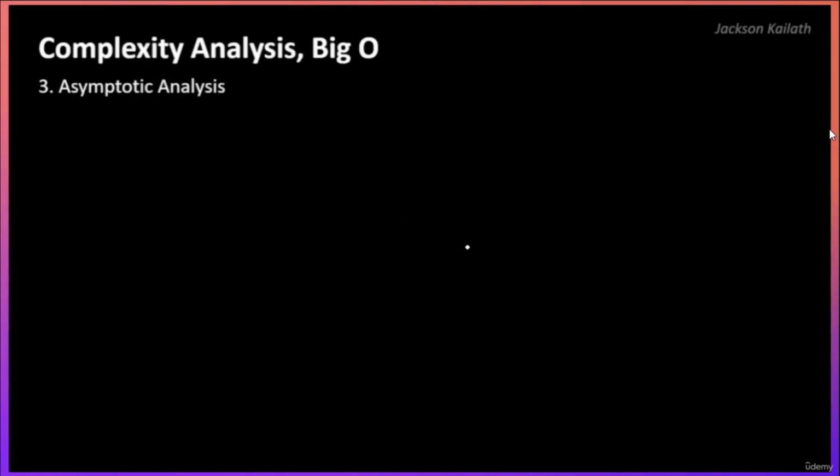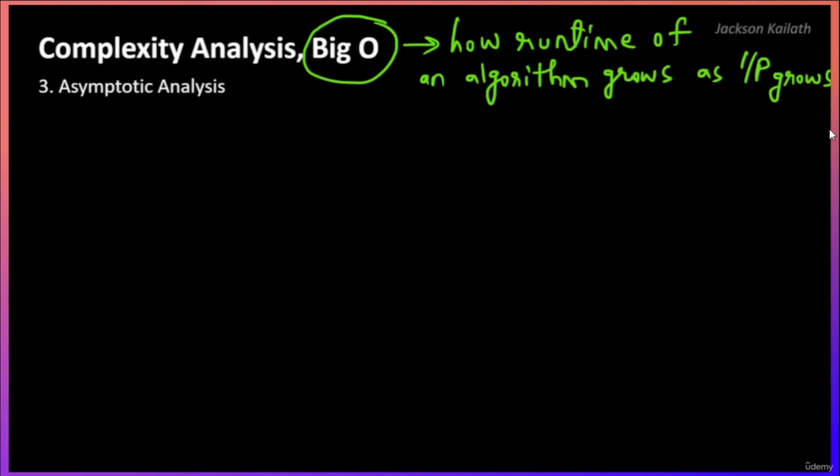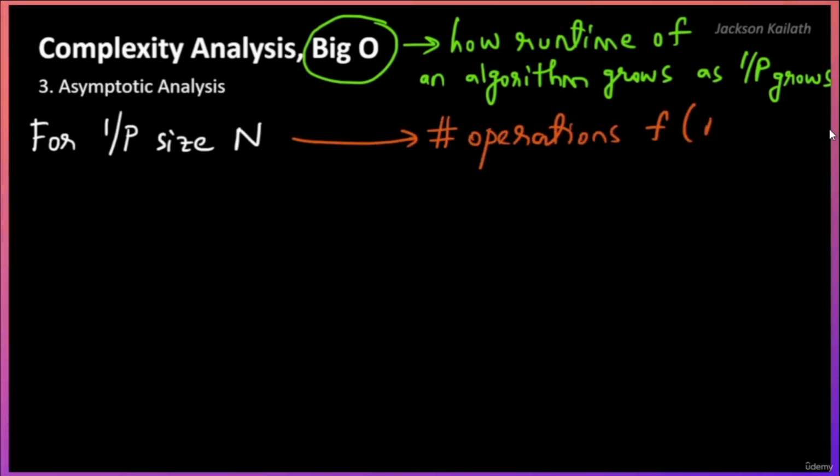We have seen that time complexity is expressed using the big O notation, and time complexity is nothing but how the runtime of an algorithm grows as the input grows. Now let's say for an input size of n, we have counted that the number of operations that the computer has to do is a function of n, f of n.